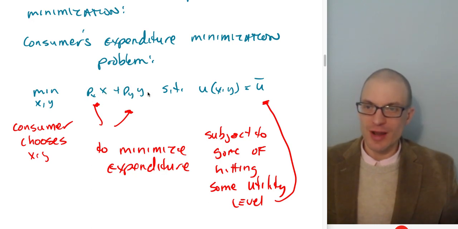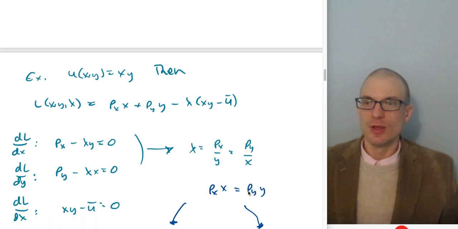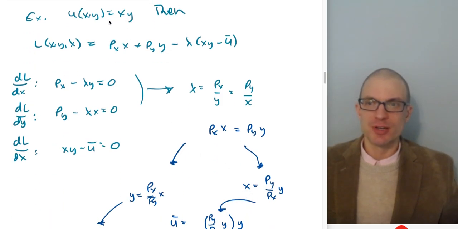Here's the expenditure on X, here's the expenditure on Y. This is its total expenditure, subject to, well, the constraint now is, given my preferences, how do I hit this level of utility? So this is choosing to minimize expenditure subject to the goal of hitting some utility level. So here would be the example with our Cobb-Douglas preferences.